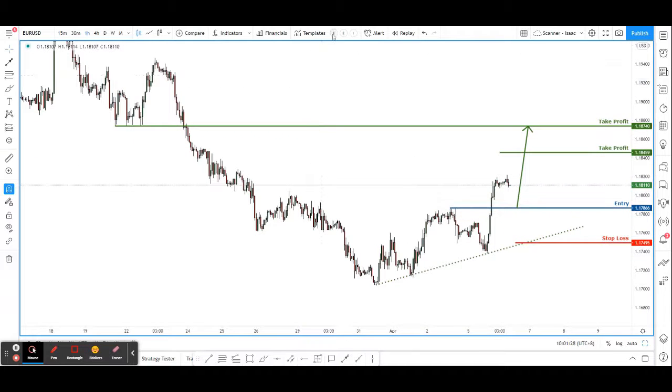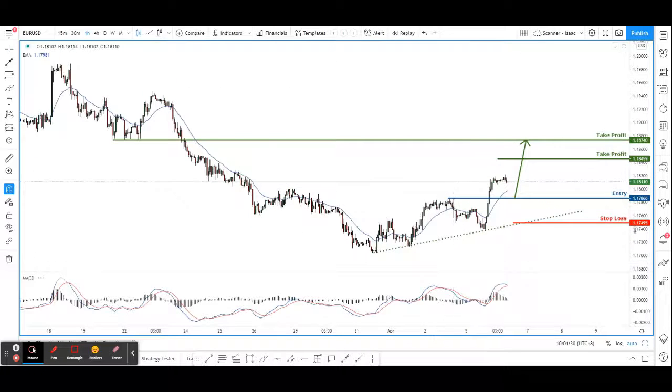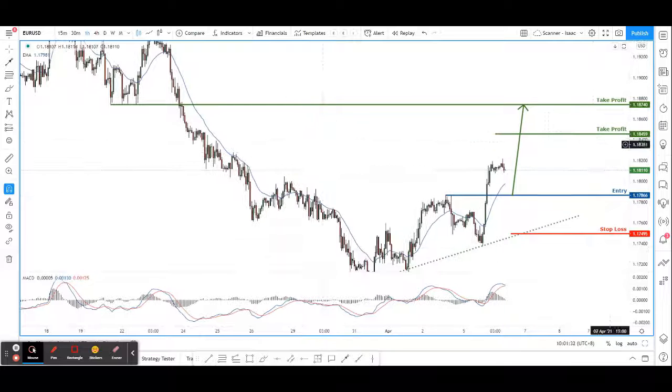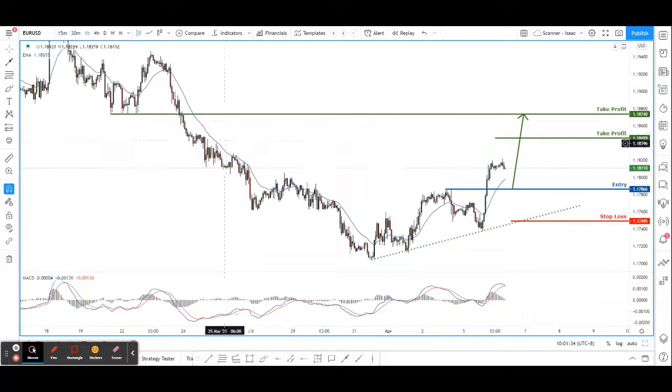Last but not least, we can also include indicators, like momentum indicators such as moving average and MACD. We actually see that our price is now above the moving average and MACD is above 0, showing that price is within a bullish environment.